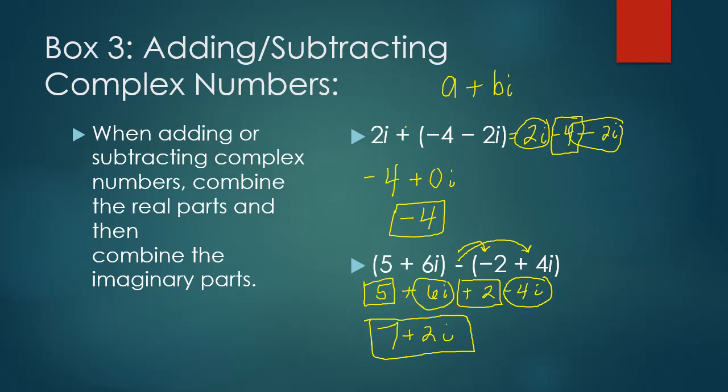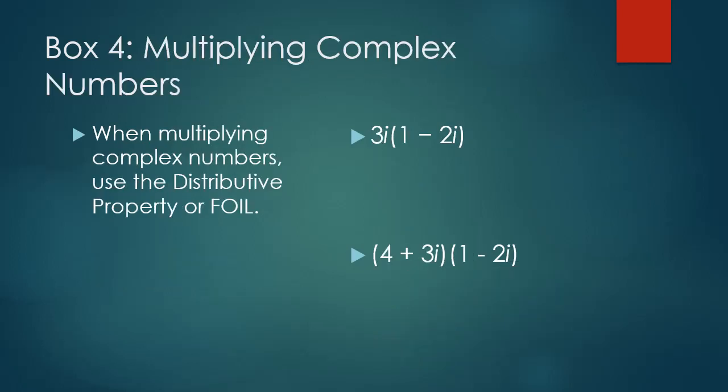It's a little weird. So we don't need it quite yet, but we're going to wait. So right now I'm going to go into box 4, and box 4 is where we're going to multiply. When you're multiplying complex numbers, you're either using the distributive property or you're using FOIL. It depends on the situation.